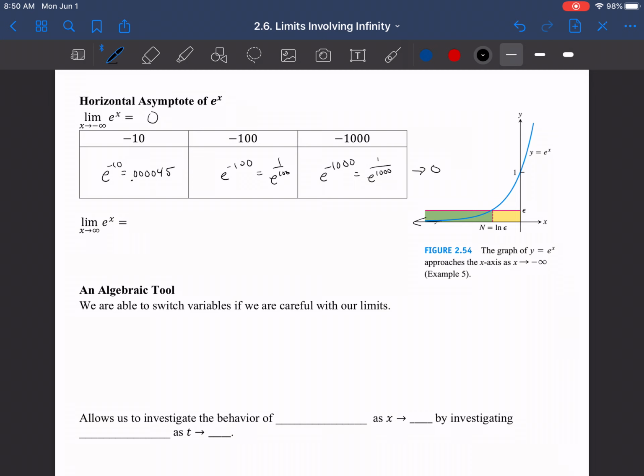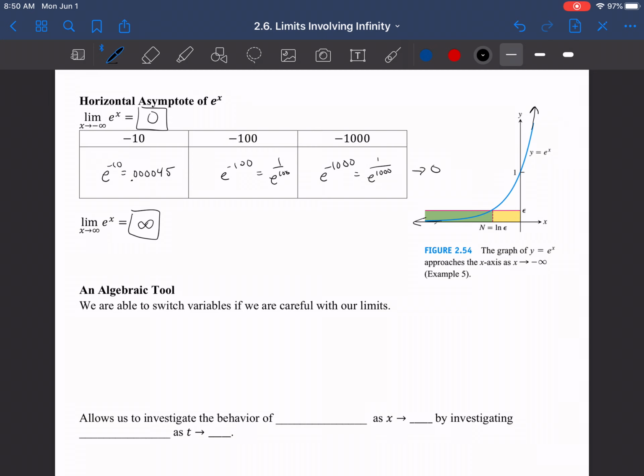And then the limit as x goes to infinity of e to the x, well, here, this is just going to blow up. We're not taking any reciprocals. It's e to the 10, e to the 100, e to the 1,000, e to the million. It's just getting bigger and bigger and bigger. That one's going to go to infinity. All right, so here are our two limits as we go in those directions for that. So we do end up with an actual horizontal asymptote for e to the x, and it's at y equals 0. Okay?